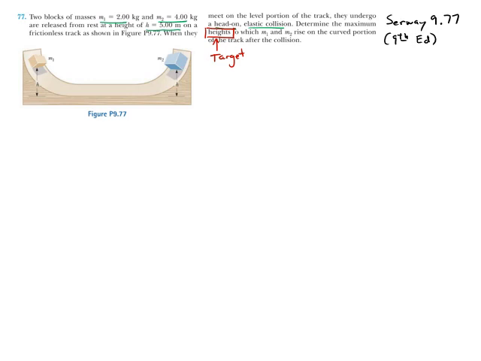Okay, so it's a bit of a complicated problem. You have some initial situation where they're falling down the ramp, reaching some speed, colliding with each other, and then going back up the ramp. Alright, so let's try to take it one thing at a time, and let's try to strategize a little bit. So one thing to notice is that the initial height is the same for both.